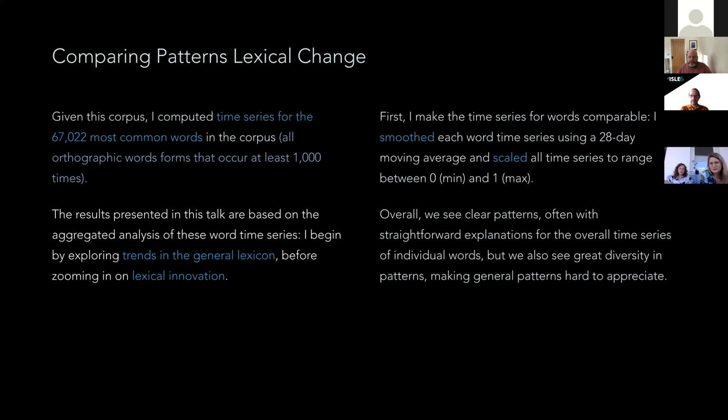on the same axis. Okay, and overall, what I'm going to show you here is that we see really clear patterns, often with really straightforward explanations, for the overall time series of individual words. So when we look at individual words, like the ones I just showed you, we often see really clear patterns, or a clear lack of anything happening, like with the word the. But at the same time, what you might expect is really massive diversity over these 67,000 words. And so it makes finding general patterns in here somewhat hard to appreciate. And so I want to walk you through that here.